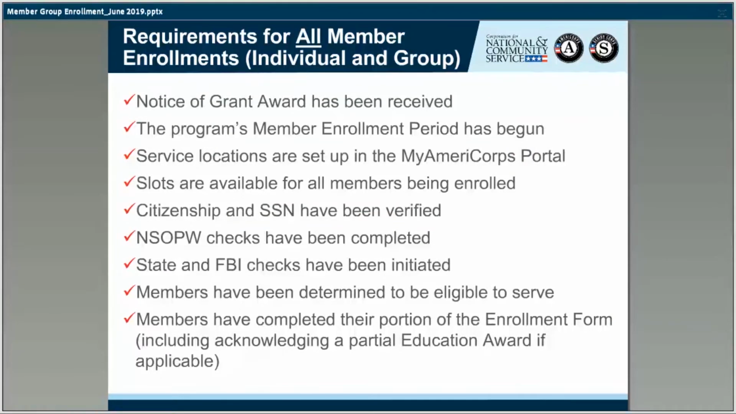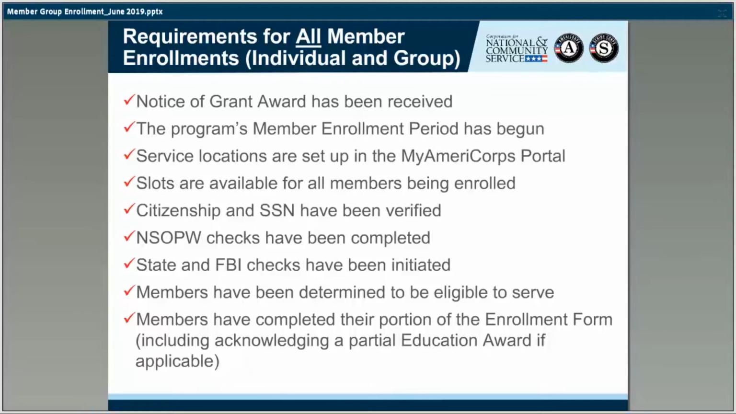Regardless of whether a program opts to use the new group enrollment feature or the regular individual enrollment feature in the My AmeriCorps portal, there are key requirements that have to be fulfilled in all of those cases before any members can be enrolled. The notice of grant award has to be received. The member enrollment period needs to have begun. Service locations need to be set up in the My AmeriCorps portal. Slots need to be available for all members that are being enrolled.